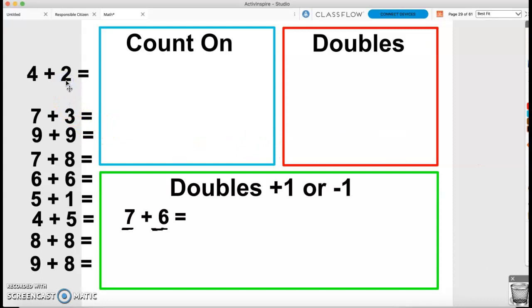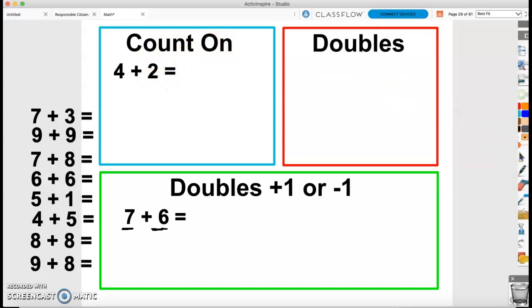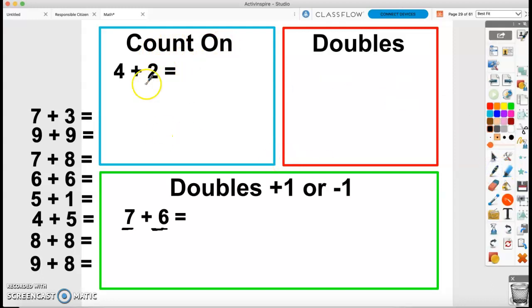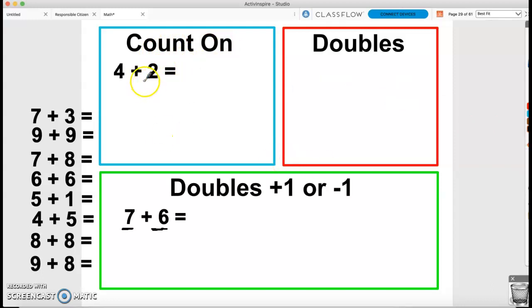4 plus 2. 4 plus 2 would be a count on strategy. I count on 2: 1, 2, and 3. So let's figure out that answer. I have 4 and I'm going to count on 2. 1, 2. So I'm going to say the big number, 4, 5, 6. Let's try doing this one.